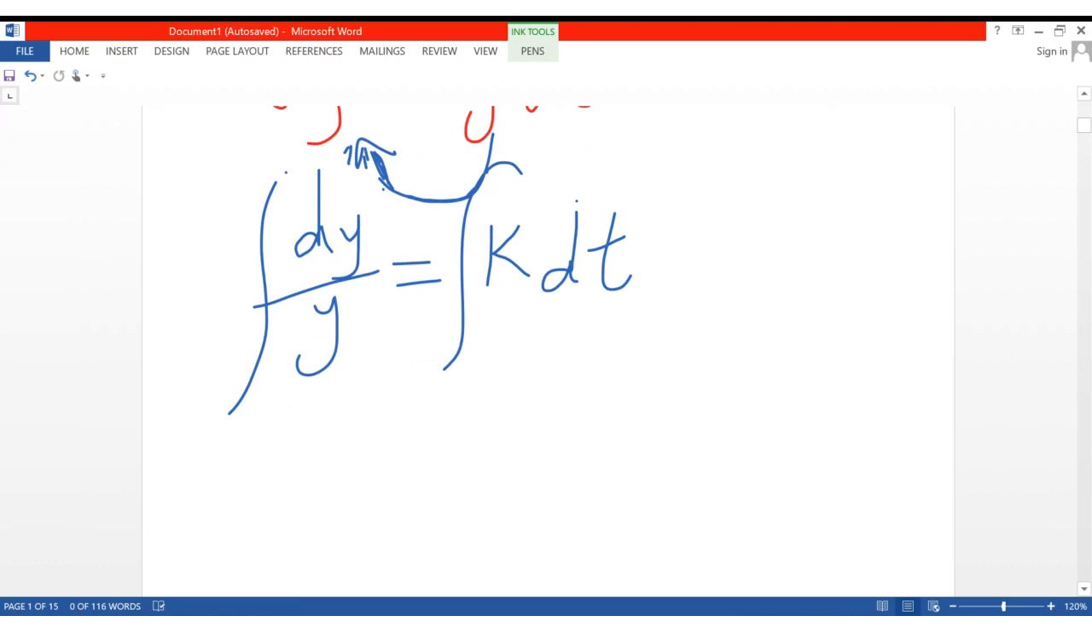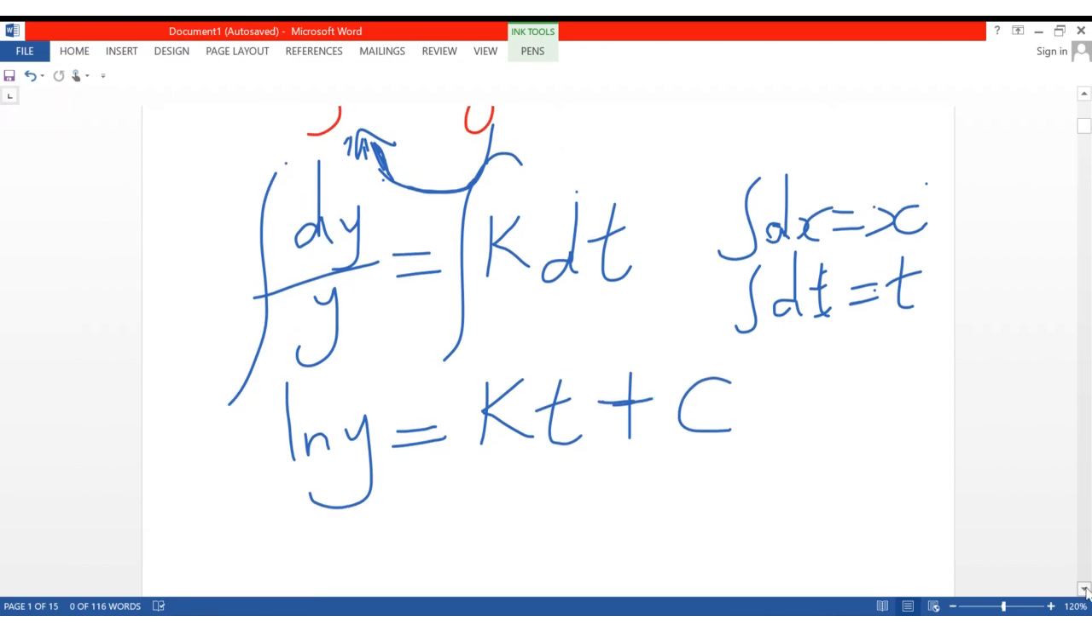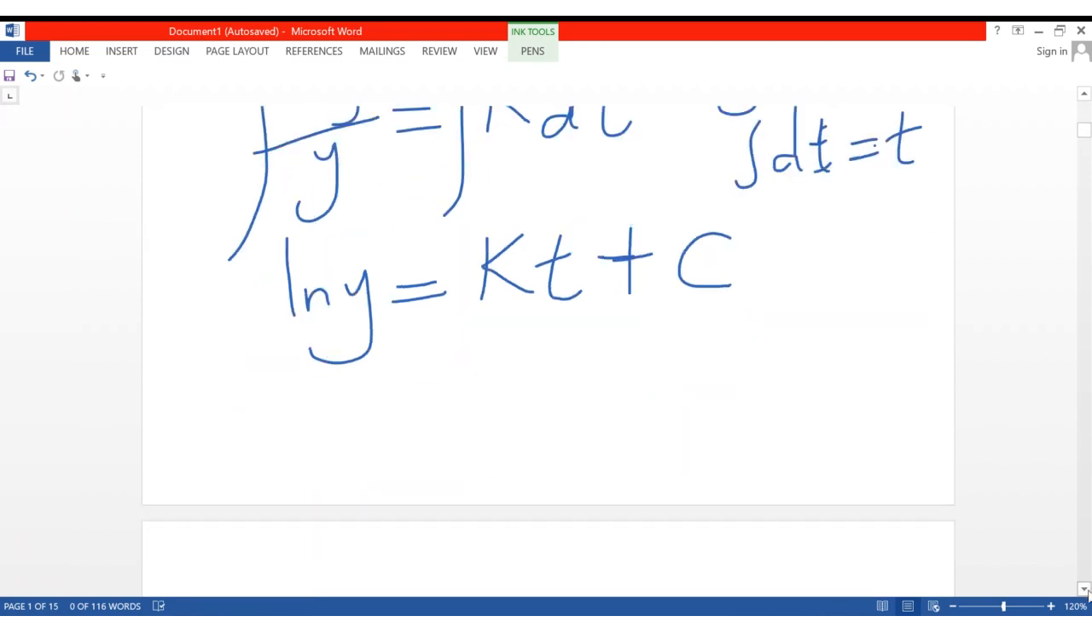So when I integrate this one, I'll get ln y is equal to k, which is a constant. Remember when you integrate dx, you get x. So when you integrate dt, we get t. So we get kt plus a constant of integration called c. But now the problem here is we were solving for y, but we have ended up with ln y. So we need to do what?